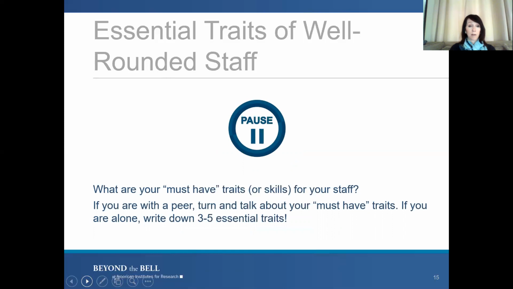If you are with a peer, I'd like you to turn and talk about your must-have traits. And if you're by yourself, I'd like you to write down 3 to 5 essential traits that you would like to see in your staff. So please press pause. And when you're finished with this task, please press play.